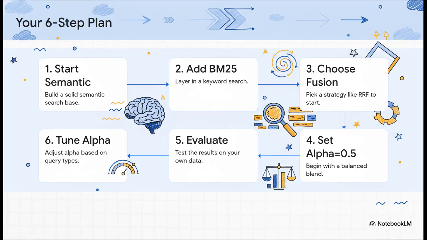So, feeling ready to try it? Here's your roadmap, a simple 6-step plan. First, make sure you have a good semantic search foundation. Then, layer on that BM25 keyword search. Pick a fusion strategy. Honestly, RRF is a fantastic place to start. Set your initial alpha to that balanced 0.5, and now for the most important step. Evaluate the results on your own data. See what's working, and then start tuning that alpha based on the kinds of queries you see.